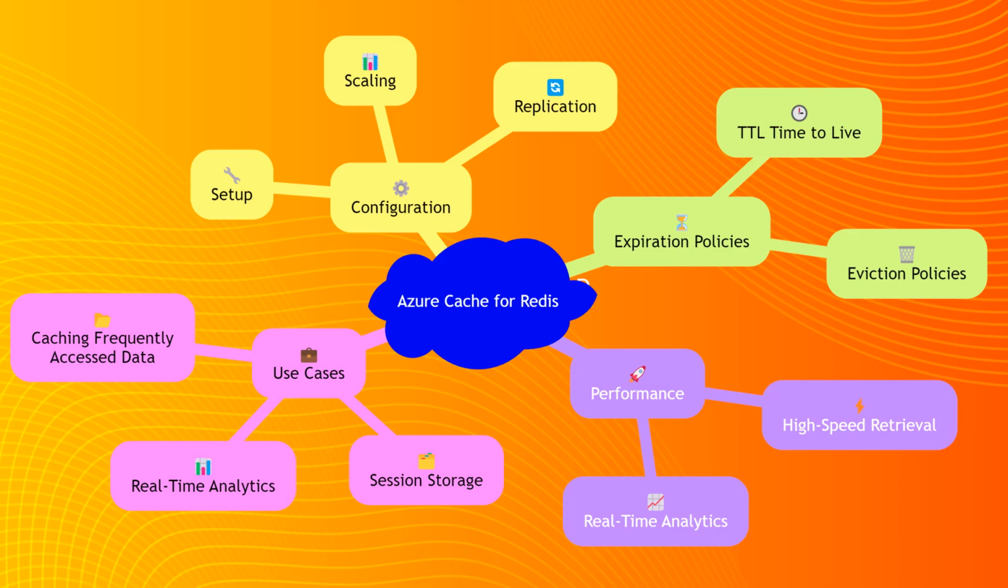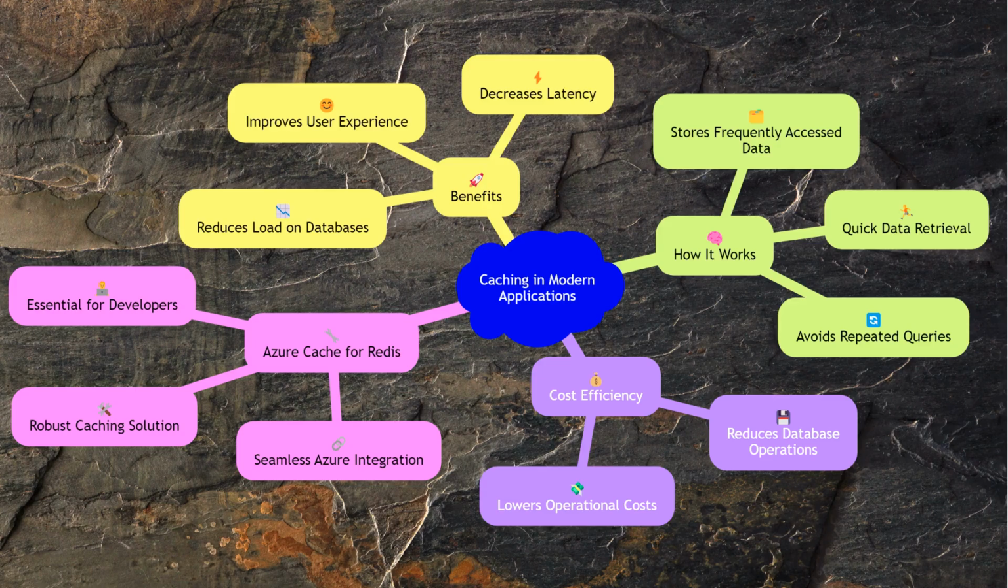In this presentation, we will explore how to configure cache and expiration policies for Azure Cache for Redis, ensuring optimal performance and resource utilization. Caching is a critical component in modern application development. It helps reduce the load on databases, decreases latency, and improves the overall user experience. By temporarily storing frequently accessed data in memory, applications can quickly retrieve this data without repeatedly querying the database. This not only speeds up response times, but also reduces the cost associated with database operations.